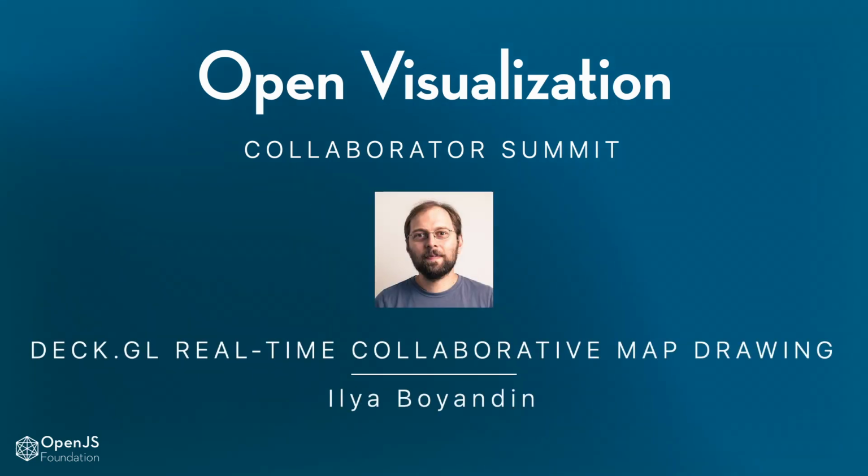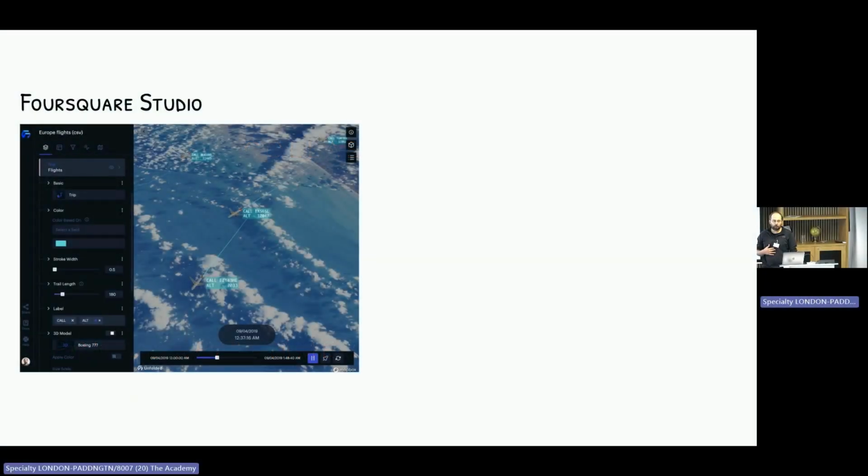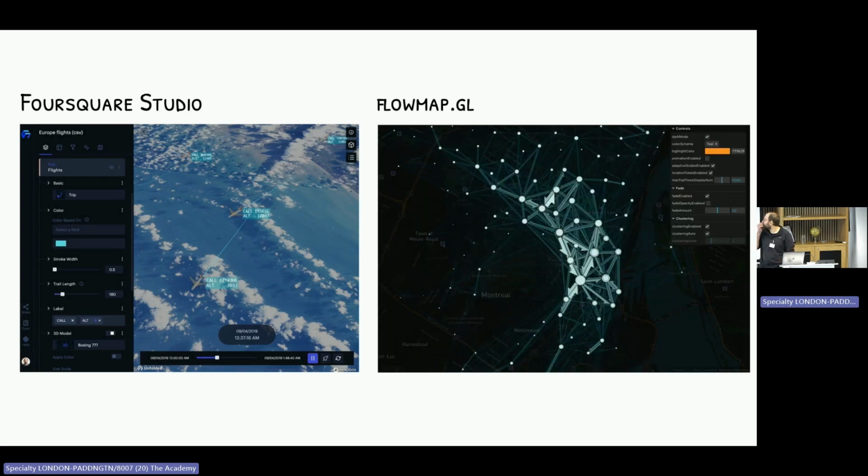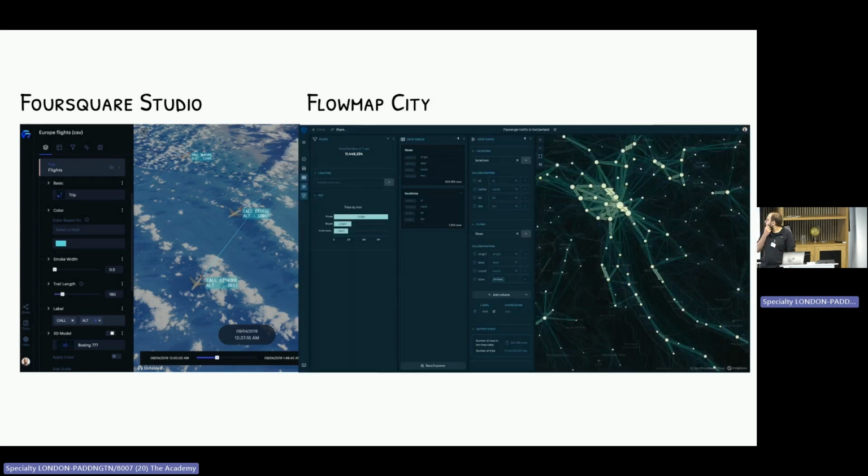Yeah, so I work at Foursquare, helping to build Foursquare Studio. Also, I created Flow.gl. This is like a layer for visualizing origin destination data, movement around cities, mobility. And I built Flow City, which is based on Deck.gl for visualizing this, where you can just upload some data sets and explore them. But I'm not going to talk about neither of these today.